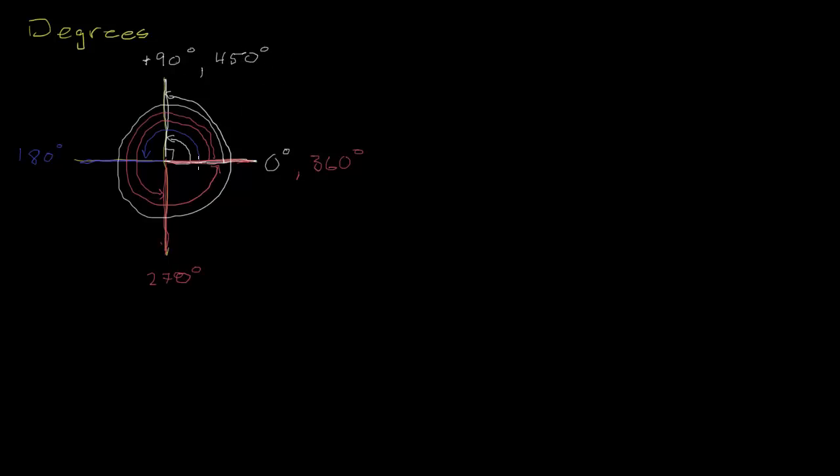So the idea here is that you don't need to stop here at 360 degrees as far as rotations. You can just keep going on forever. You can keep rotating forever. And these two angles, 90 and 450, are coterminal. Coterminal angles are just angles that end in the same position, standard position, starting at the positive x-axis and then rotating from there.